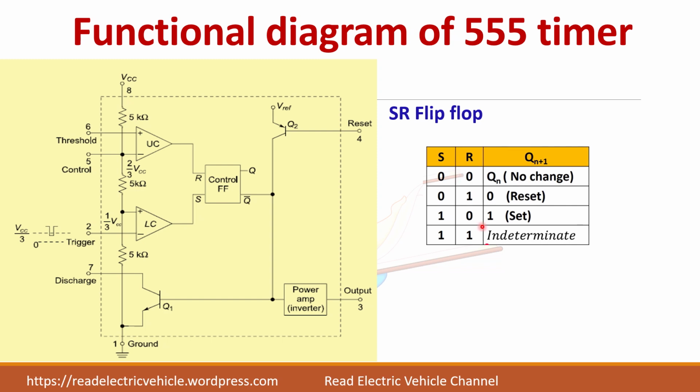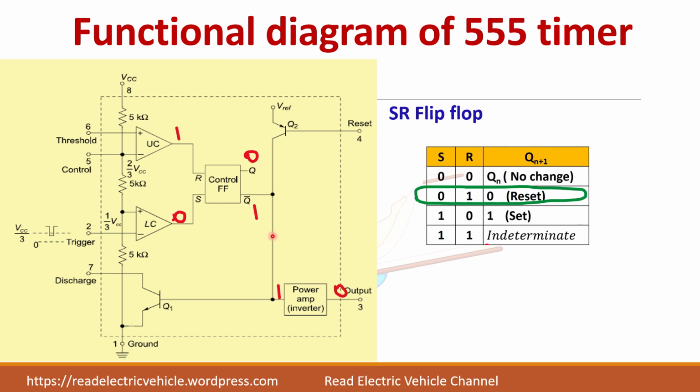This is the truth table of the SR flip-flop. When both the inputs are 0, there is no change in the output. But when the reset pin is high, the output will reset, and when the set pin is high, the output will be set to 1. Now we will see how it works. Suppose here we get a 0, that is the set pin is 0, and here you get a 1. So 0, 1 means this condition will give you a 0 output. If here you get a 0, Q bar is going to be 1. If Q bar is 1, the output is going to be 0.